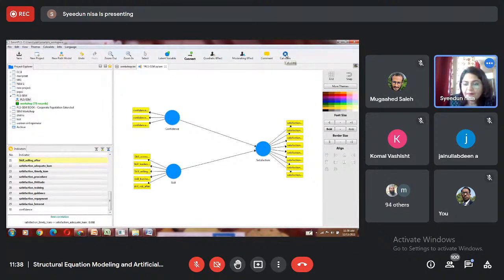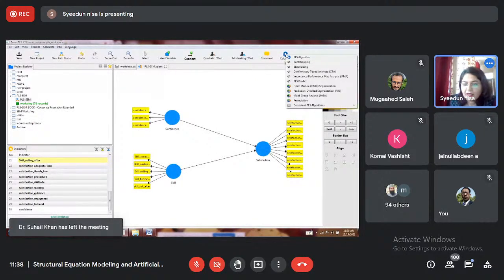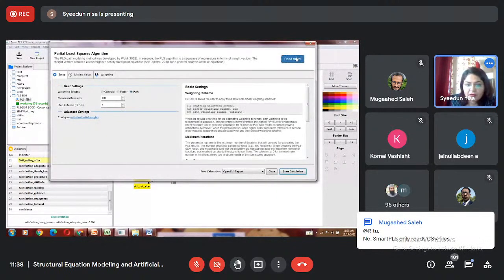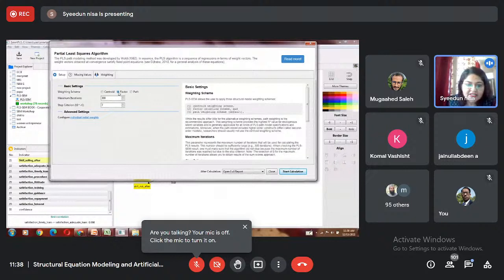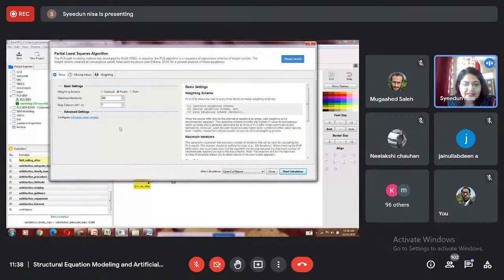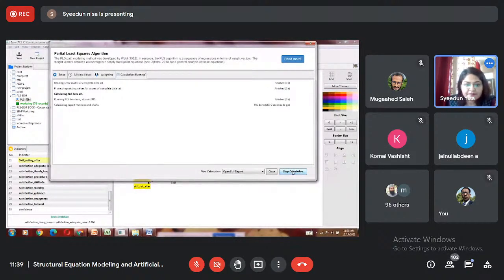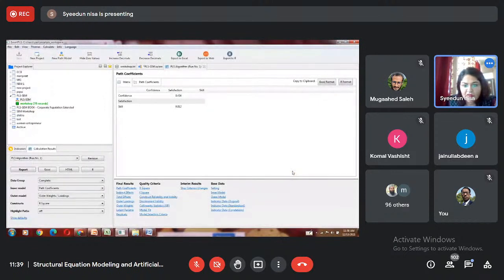So click here, calculate. First thing, because I am here interested in measurement model and not structural model, so I'll go to PLS algorithm. Okay. I will choose factor here, not path, because I'm not interested in path right now. And I'll leave other settings as they are, which are default settings. I'll keep them as they are, and I'll press start calculation. Okay.